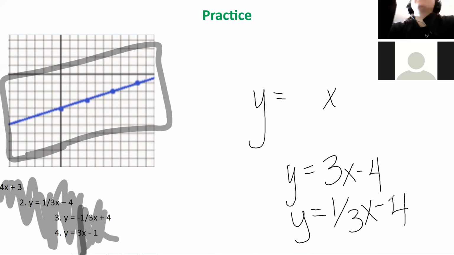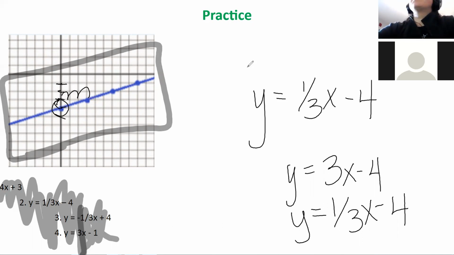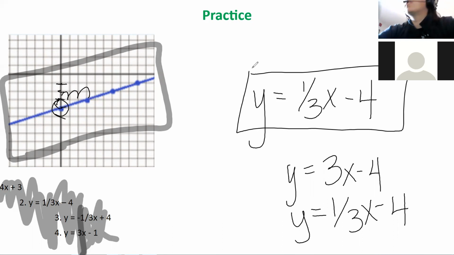Okay, let's check that. So we're definitely crossing the y-axis at -4. Yep, so that's a really good y-intercept. Now we have to check that slope, and we have to go up or down first. So we would go up 1, that puts us in line with that other point, and over 3. So it's definitely going to be 1/3 x minus 4.